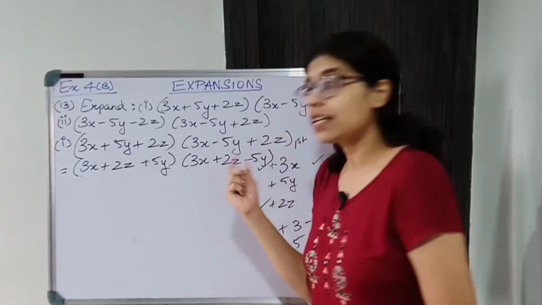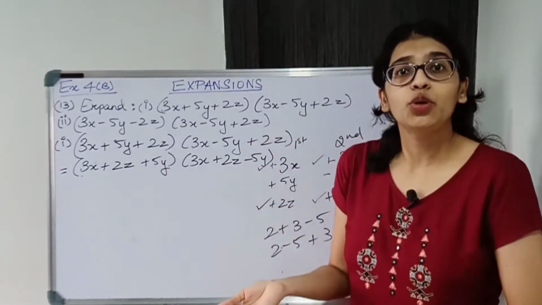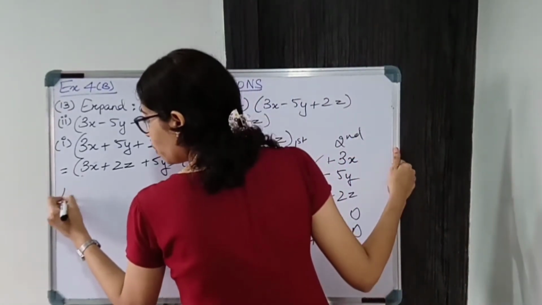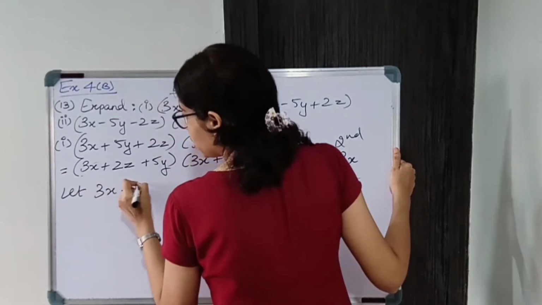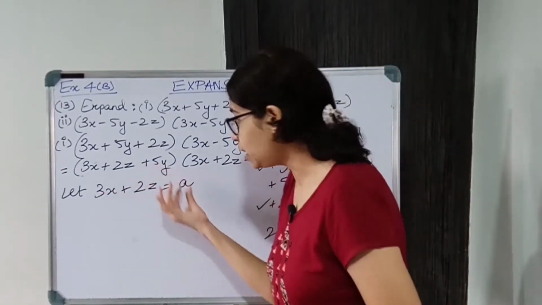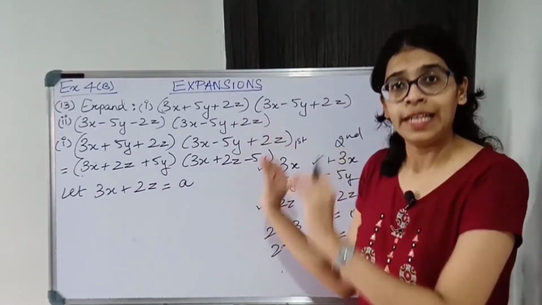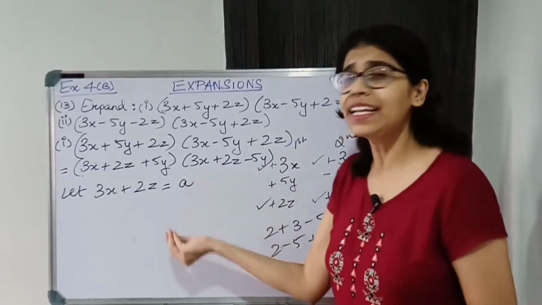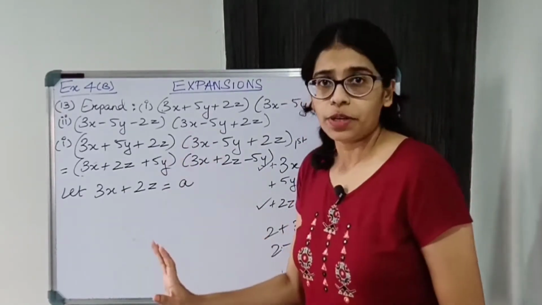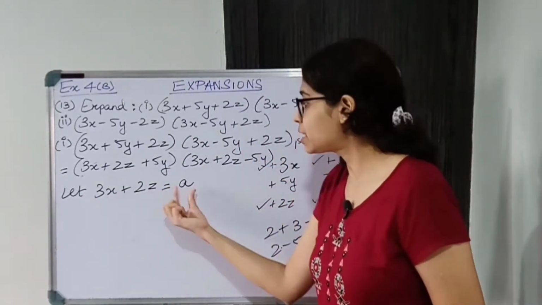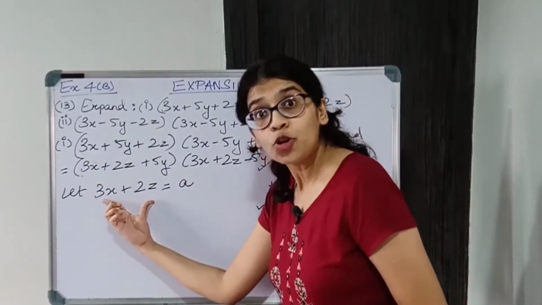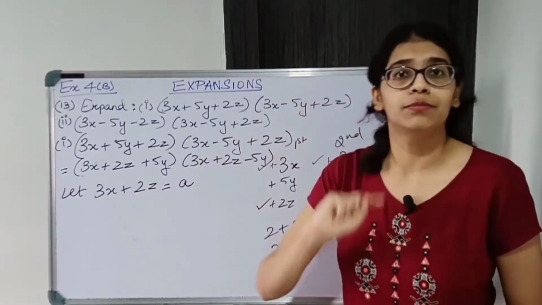3x plus 2z, 3x plus 2z, in place of this I'll substitute some other variable. Okay, so let 3x plus 2z be equal to a. We'll consider it to be equal to some variable, some letter. Okay, you can take m, you can take p, you can take n, depends. So I have taken a over here. So in place of 3x plus 2z, I'll substitute a. Okay, so in place of two terms, now I'm taking only one term.